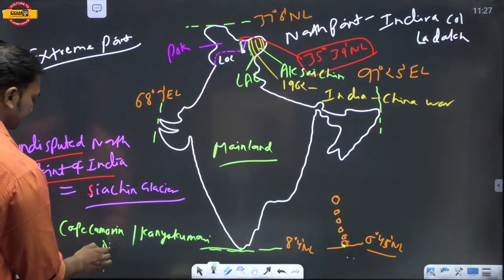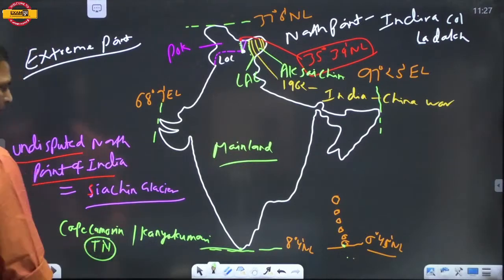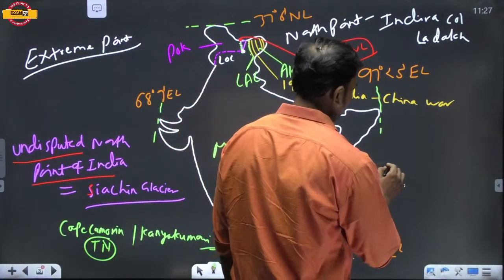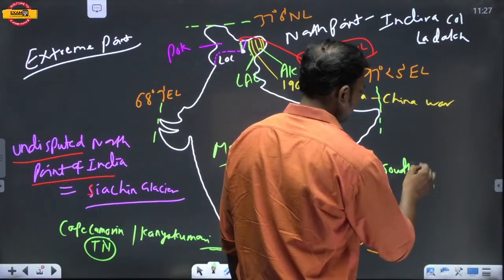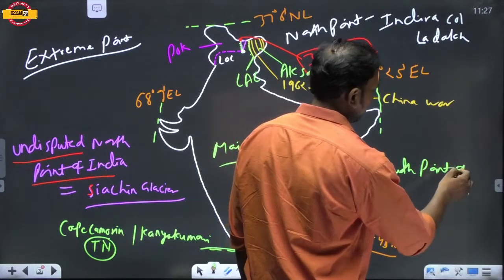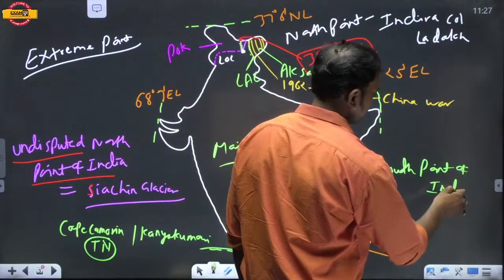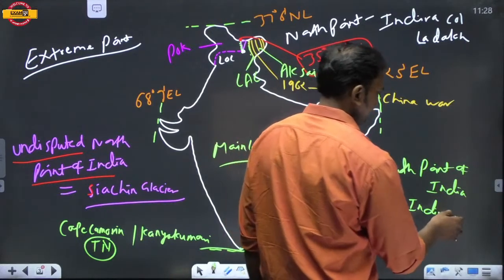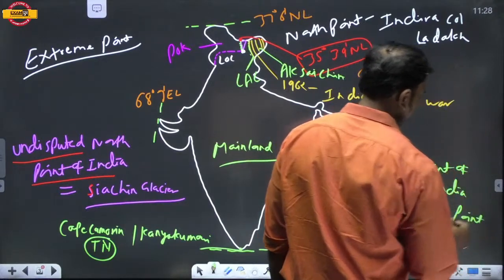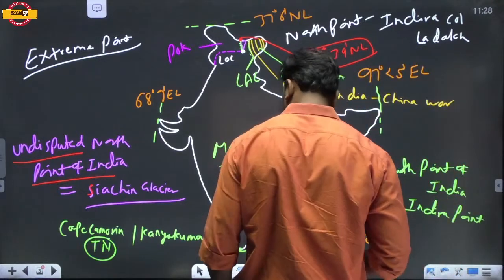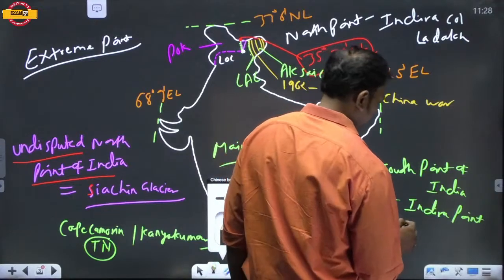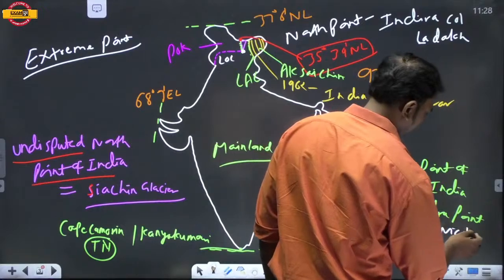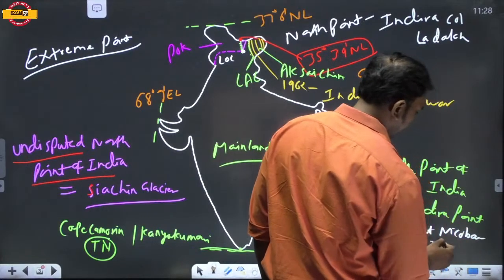In Tamil Nadu. If the question demands the south point of India, then it is Indira Point. That is Indira Point at Great Nicobar Island.